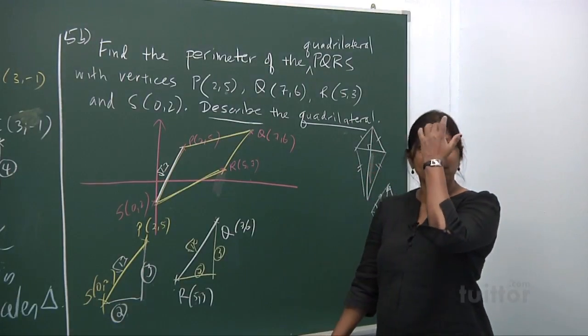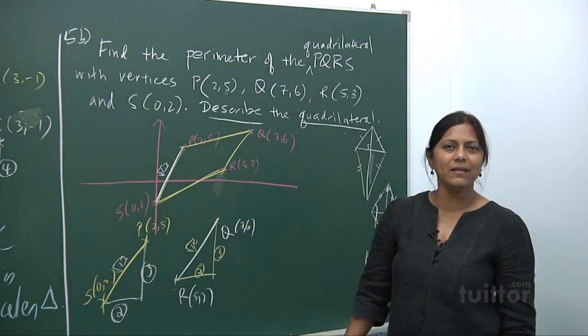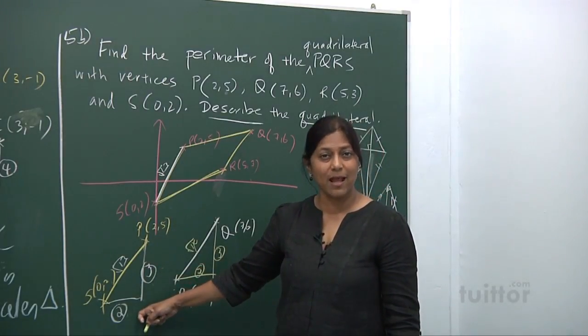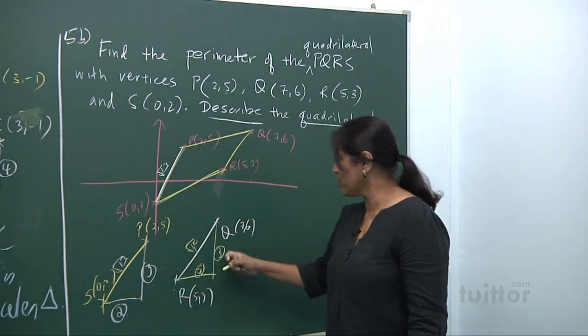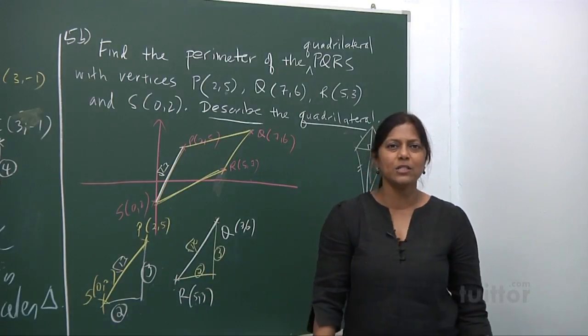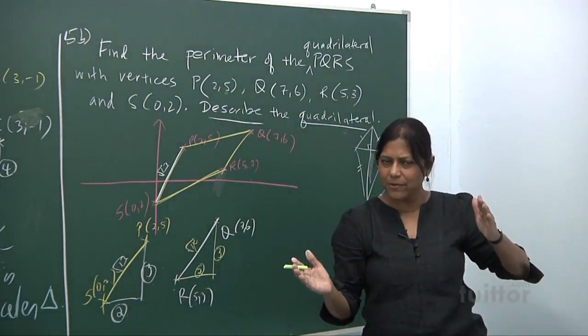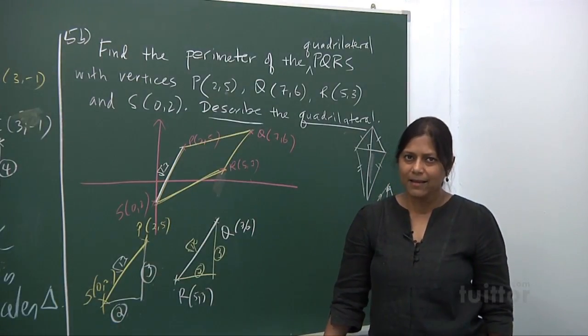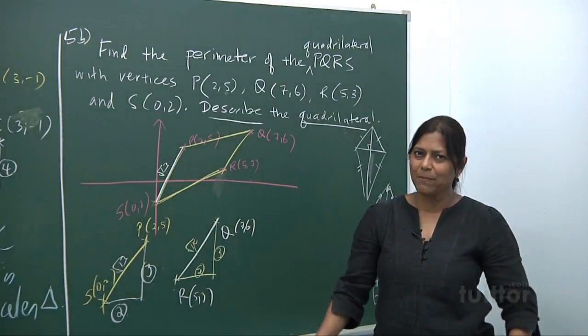And you know what? You can also see the gradient. What is the gradient of this line? 3 over 2. Do you see that? Positive gradient. What's the gradient of this line? 3 over 2. They share the same gradient and they are equal in length. Got it? So that's one great point.